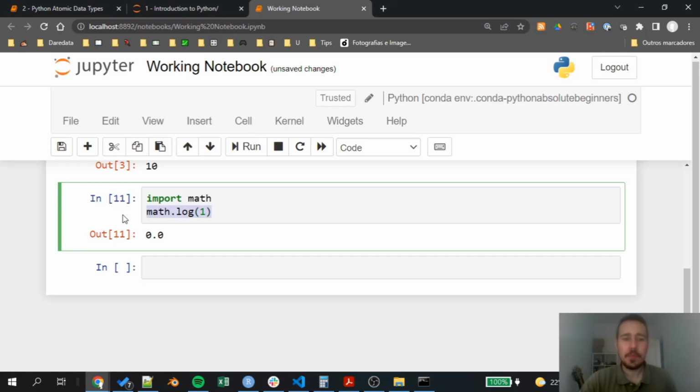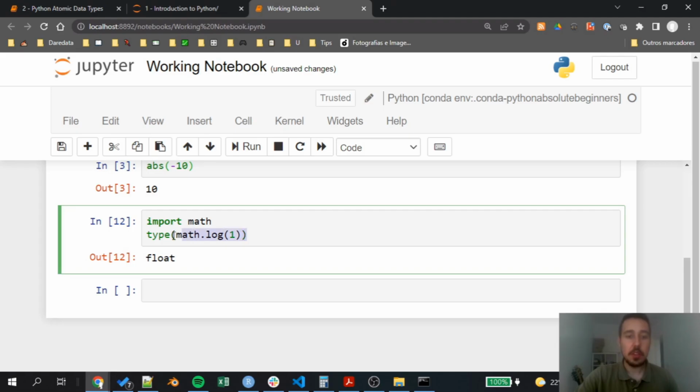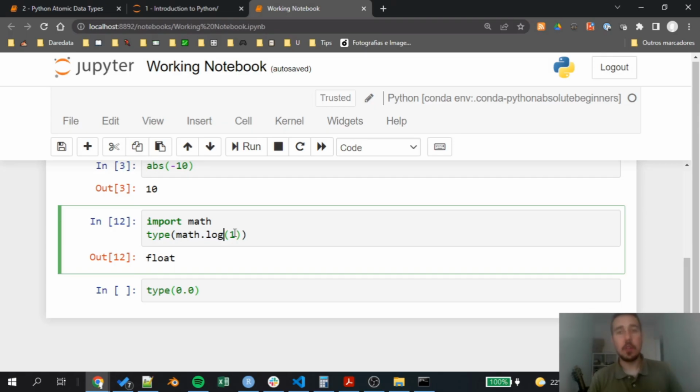Okay, so another important concept is that we can apply types directly to returns of the function. For example, I can encapsulate this and call type on the return of this function, and this will yield float. Now, something important: doing this is exactly the same as doing this. Why is that? Because the inner function is evaluated first. So Python evaluates math.log 1, which will yield 0.0, and then it evaluates type on 0.0. So the outcome of the first function is what's going to be evaluated on the type.